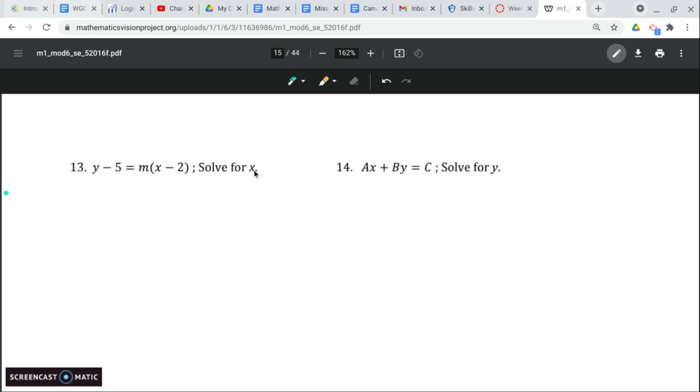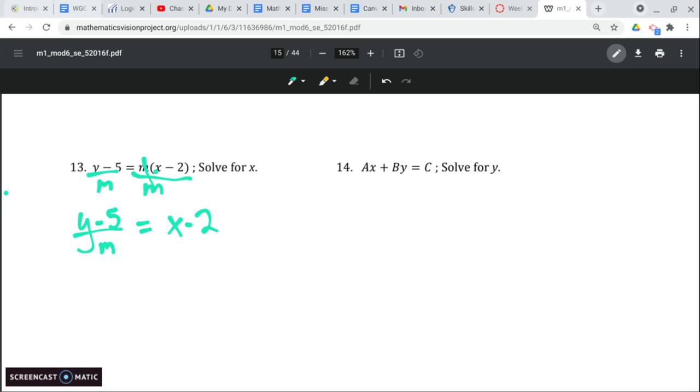Our goal is to get x by itself. So the first thing I'm going to do is divide away this m. That way I don't have to worry about distributing it. Now, you could have distributed it first. That would have been fine. There's more than one way to do this. So we have y minus 5 over m equals x minus 2.